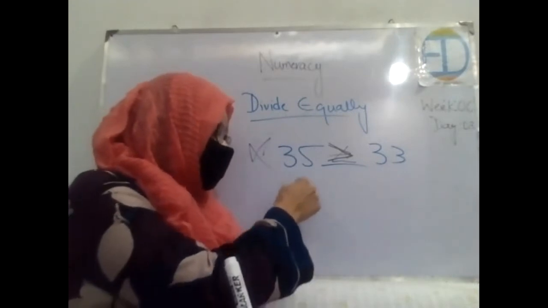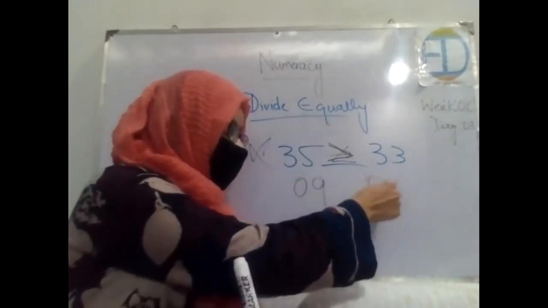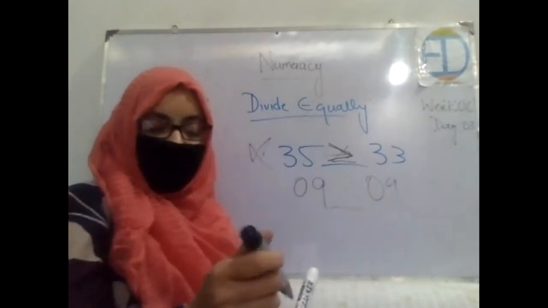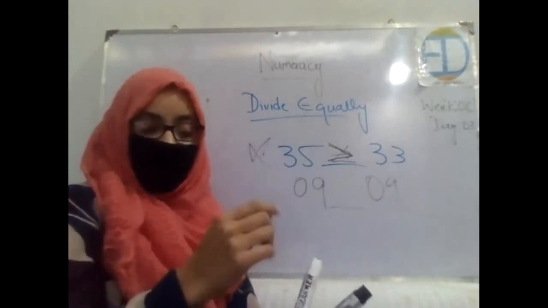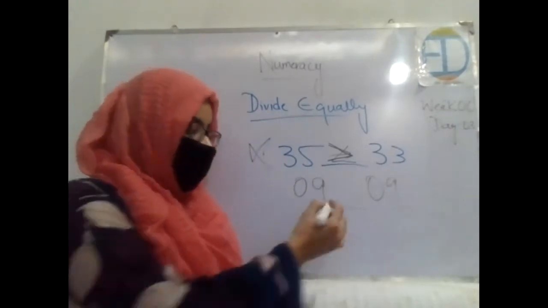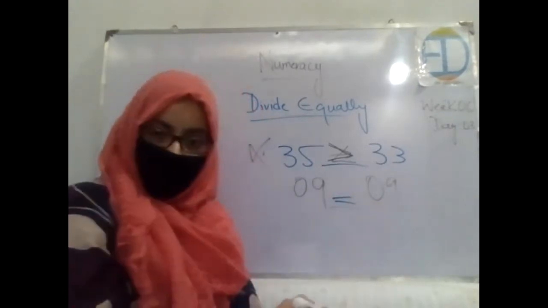Now, excellent. Let's say we have two numbers which are 9 and 9, and I ask you to tell whether these numbers are greater than, smaller than, or equal to each other. So what will you do? They are equal to each other.